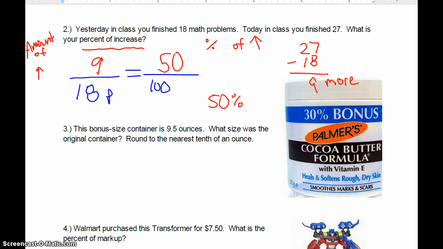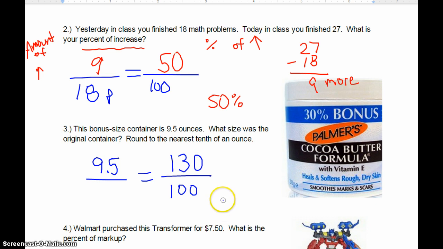Number 3. It's another before and after problem. So the bonus size container, this one right here, is 9.5 ounces. This is the after. This one's the after because it's bigger. It's bigger than the old one. It's 30% bigger. So I'm going to find the before. This container is the old container plus 30%. I don't know what the old container is, but I know it's the old container, 100%, plus 30% more.